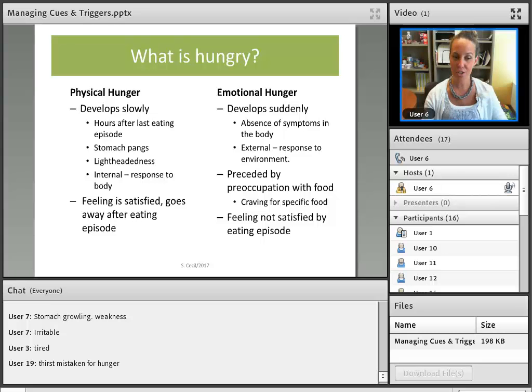So one of the biggest cues for eating behaviors is actually hunger, right? So we have cues within social interactions, within the environment, and internal cues, but also feeling hungry is a major cue that triggers us to eat. And there are actually two types of hunger. There's physical hunger and emotional hunger.